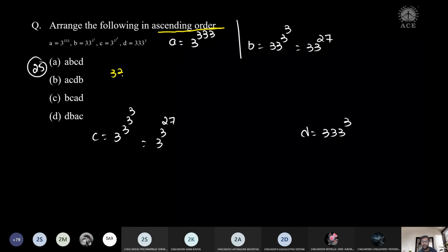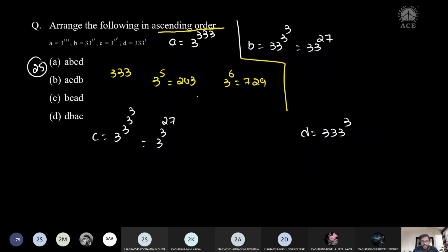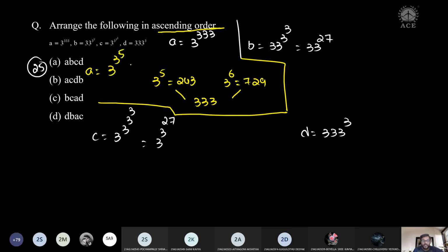333. We should always think about 3 powers. 3 power 5 is 243. 3 power 6 is 729. Our value 333 is between these two. 333 is between 3 power 5 and 3 power 6. So this A may be more than 3 power 3 power 5. 333 is more than 243, less than 729, right?